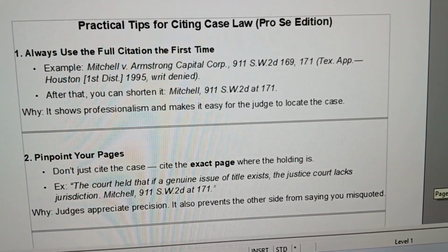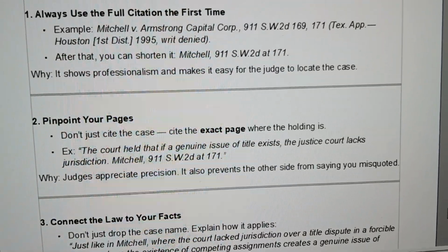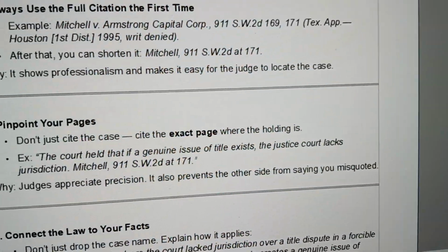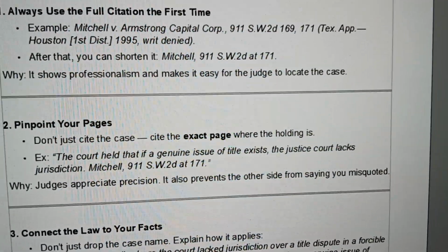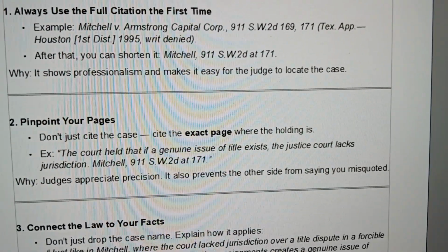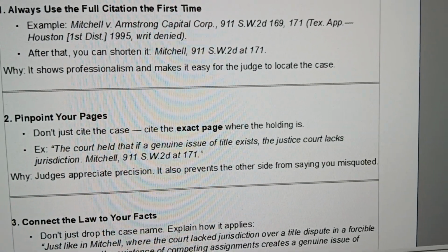Pinpoint your pages. Don't just cite the case, cite the exact page where the holding is. Example, the court held that if a genuine issue of title exists, the Justice Court lacks jurisdiction. Mitchell, 911 SW 2d at 171. Why? Judges appreciate precision. It also prevents the other side from saying you misquoted.